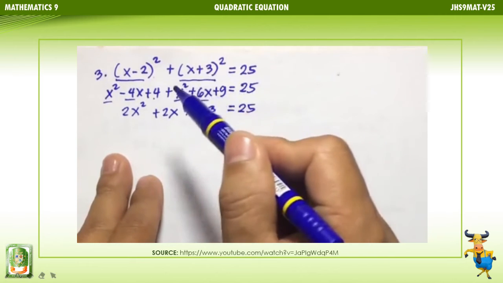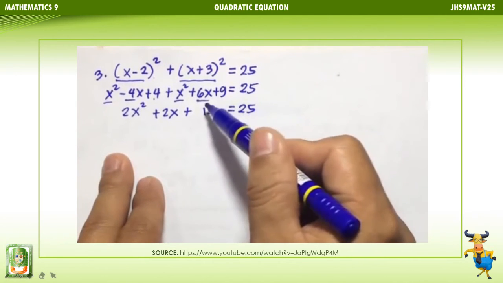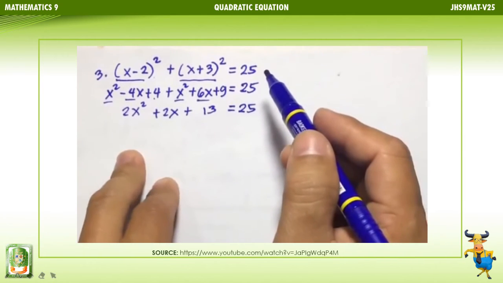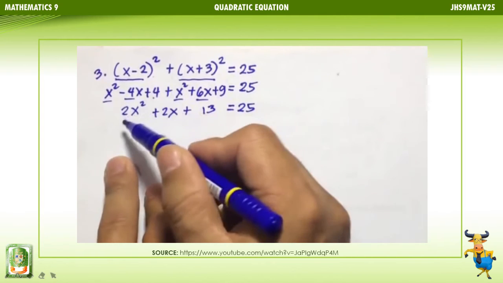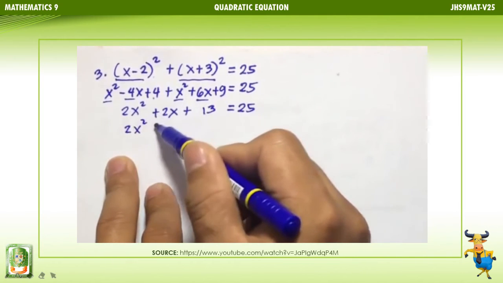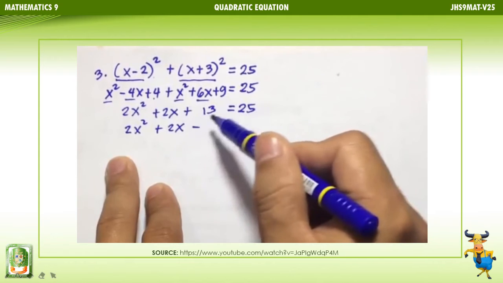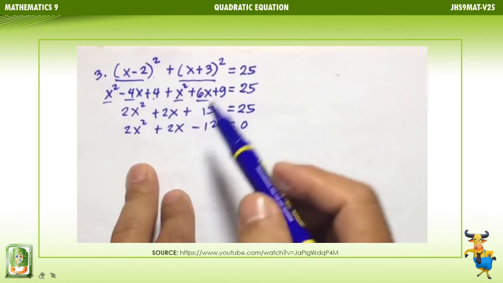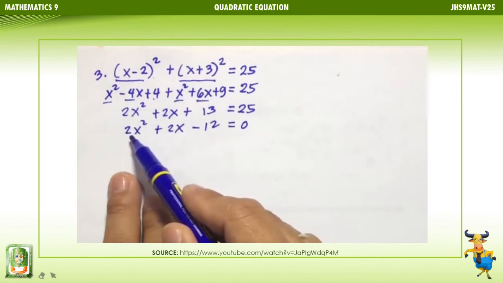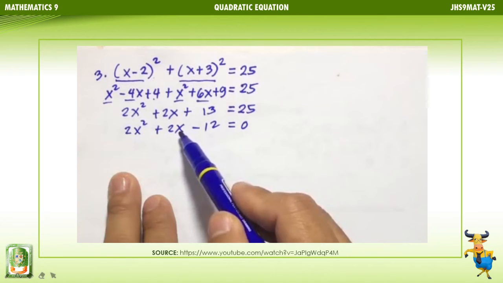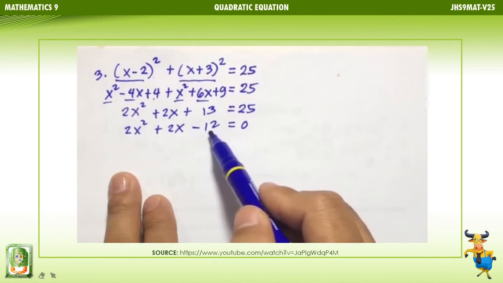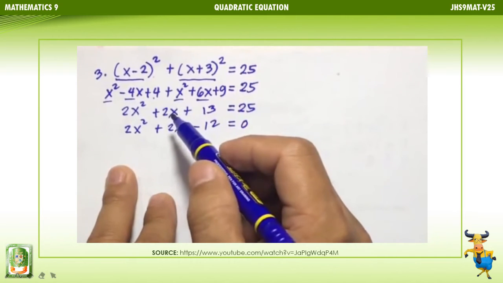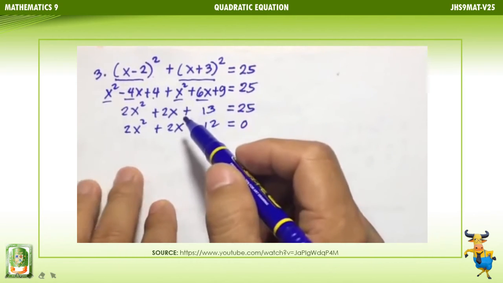Then transposing 25 to the left side, so this will become 13 minus 25. And 13 minus 25 is negative 12. So we're going to have here 2x squared plus 2x minus 12 equals 0. Then in here, the numerical coefficients of x squared and x, and also the constant, which is negative 12, is divisible by 2. So we can just divide the equation by 2 so that we can simplify the equation.